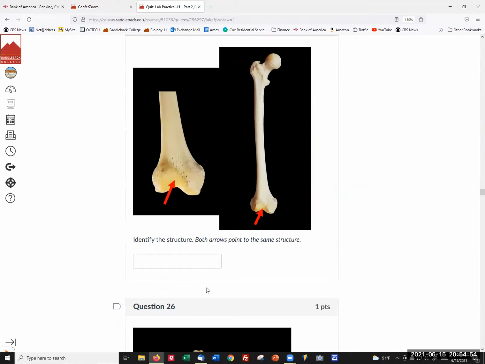Okay. I think this test spends a little too much time on certain bones. Here's the patellar surface. I already told you that.